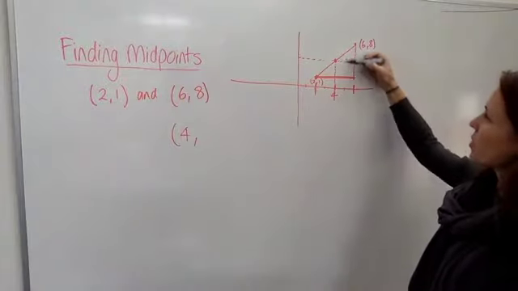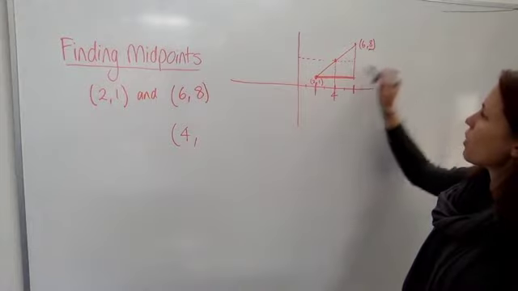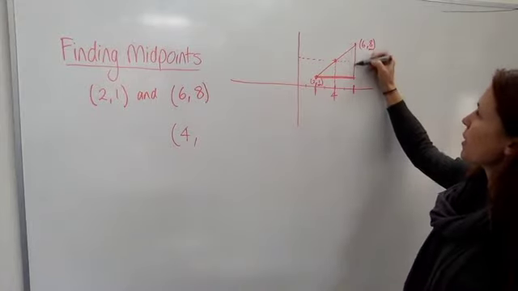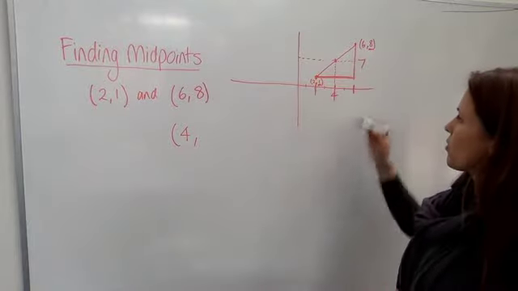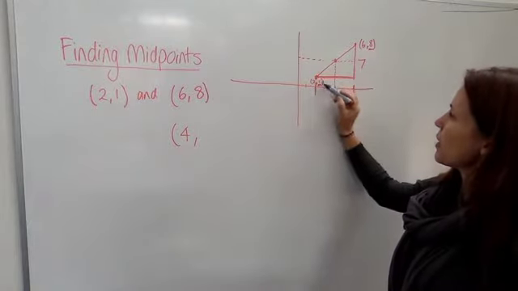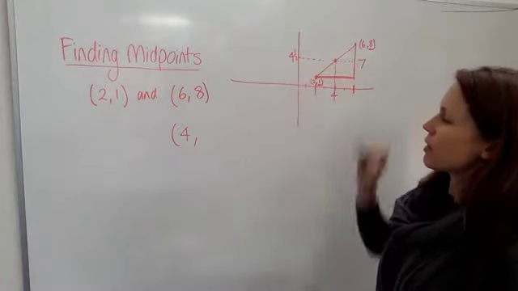And it makes sense also that this point will have the y value that's halfway between the other two y values of 1 and 8. So between 1 and 8 we've got a length of 7, and half of 7 is 3.5. So if we find the y value of this point here, which is 1, and go up 3.5, this will be sitting at 4.5.